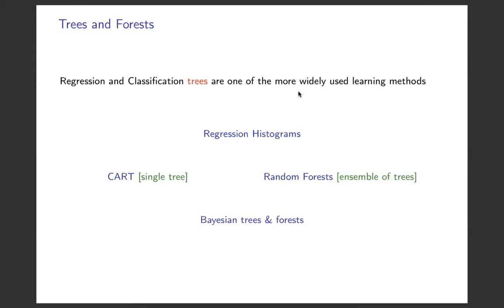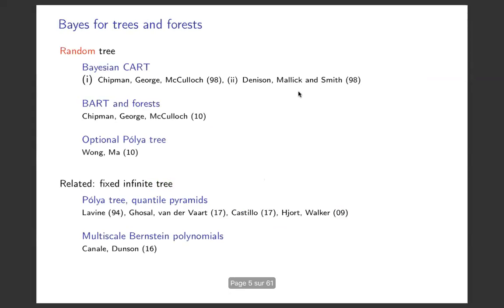We have Bayesian CART, Bayesian forests like BART, but maybe a first algorithm that comes to mind when there is tree as a word is the Polya tree, which is a beautiful object with a lot of different special cases ranging from the Dirichlet process to smoother probability measures with densities.